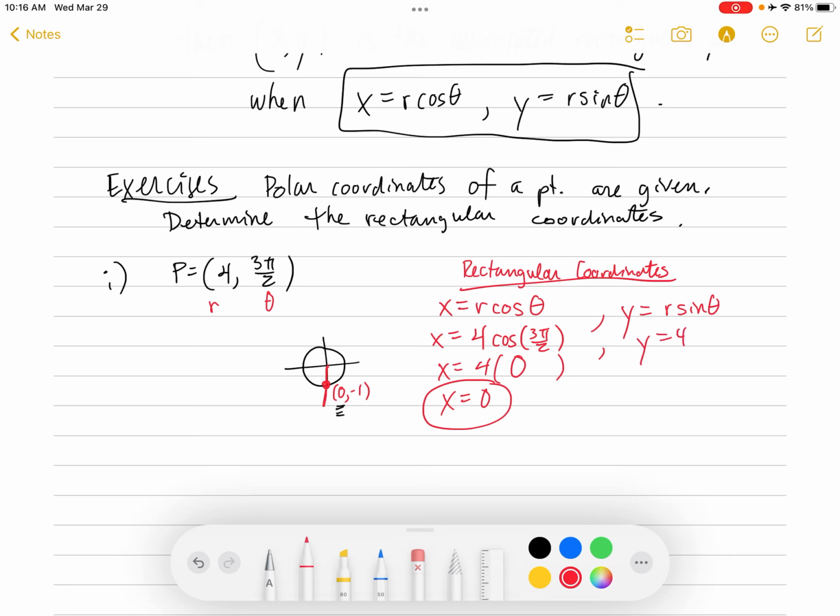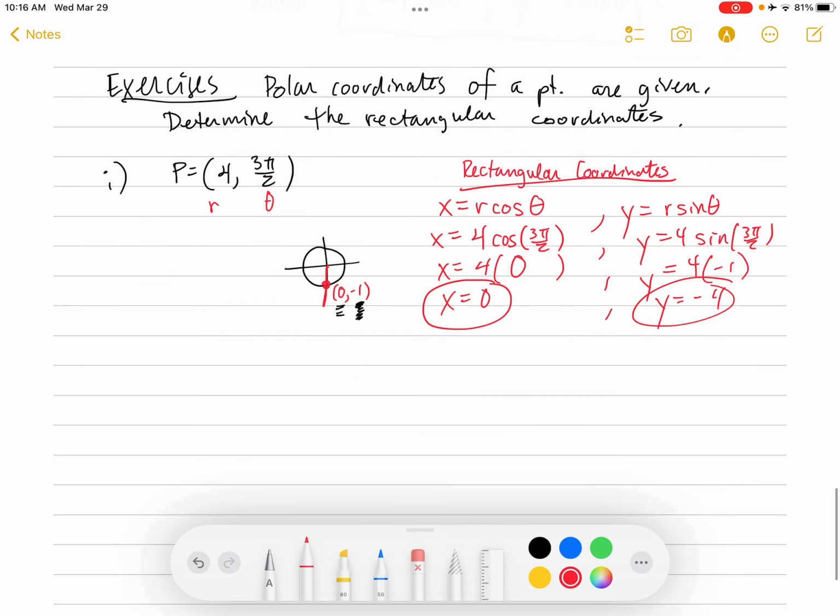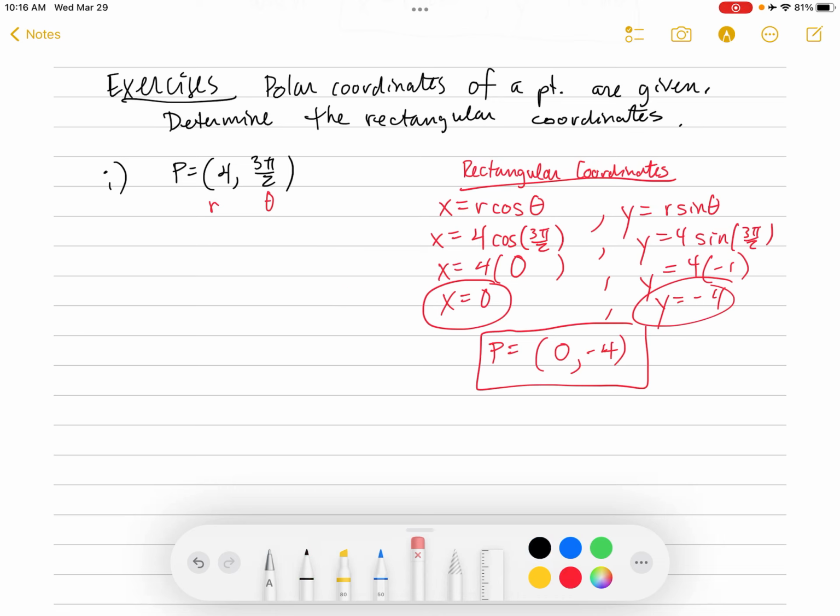Our y value is going to be r sine of theta. In other words, y equals 4 sine of 3 pi over 2. Now the sine of 3 pi over 2, remember, is the y coordinate here, which is negative 1. Negative 1 for our terminal point. And we're going to have 4 times negative 1 is negative 4. So the rectangular point is going to be 0, negative 4. Let's see if that actually makes sense.